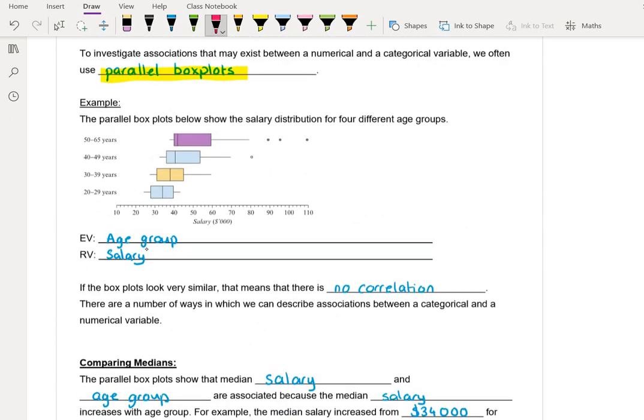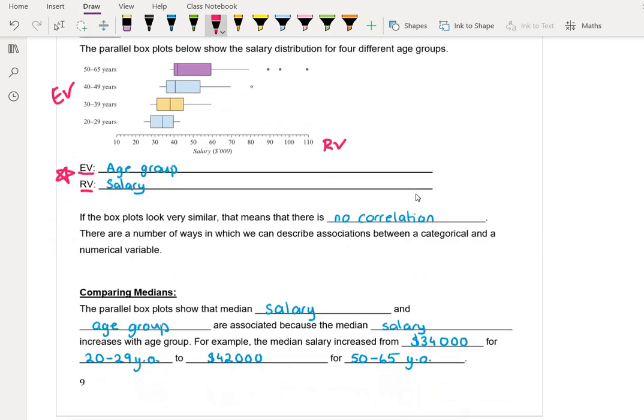One thing to note about parallel box plots is that the EV actually goes on this side and the RV goes on this side. So that's different to histograms, scatter plots, that sort of stuff. I might put a little star there because that's different to what you're used to.